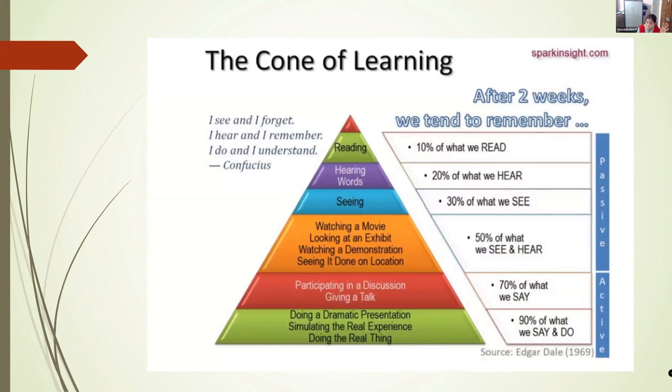And if they see, so we are just drawing the figure. Suppose we are teaching tangents, and we draw the figure and teach the tangents. They are seeing it and listening to something, and in that they can understand only 30% of what they see.